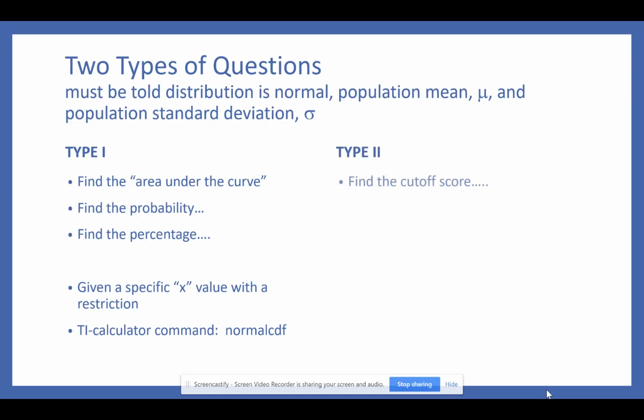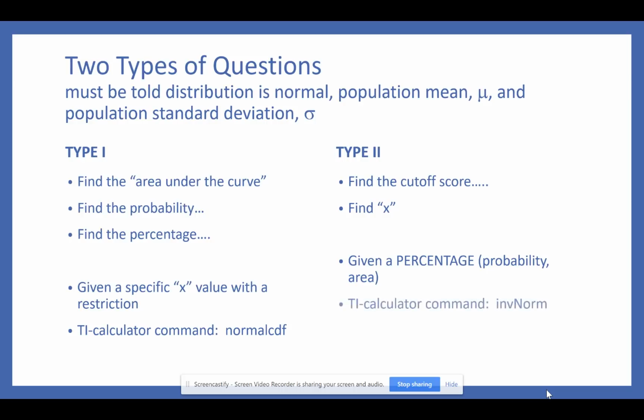Type 2, the question might say, find the cutoff score or find the X value. In the type 2 scenario, you actually start out knowing the percentage or the probability or the area, and you're trying to find what X value or what variable value that would correspond to. It's a different command. In a sense, we're working backwards. And the calculator command is INV, which stands for inverse of the normal distribution. And again, I'll show you where to find it on the calculator and what information you have to enter in as we go throughout this presentation.